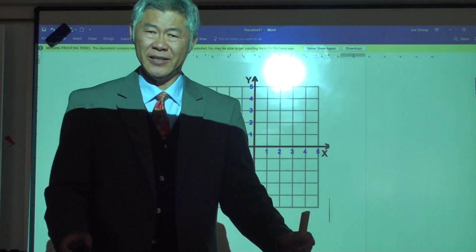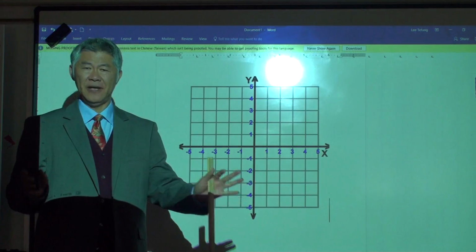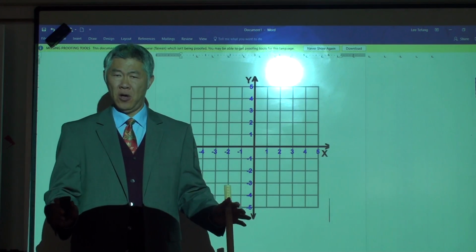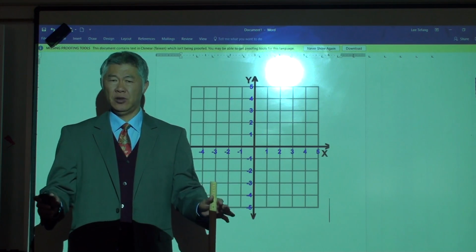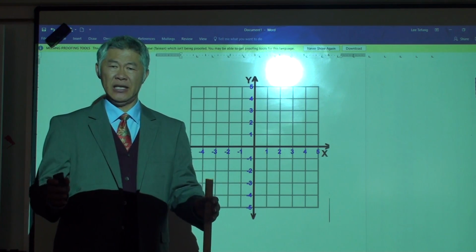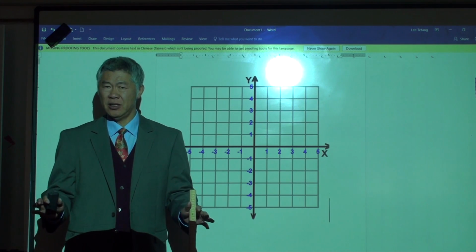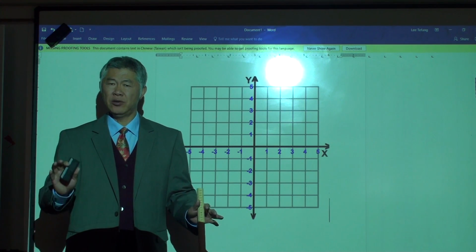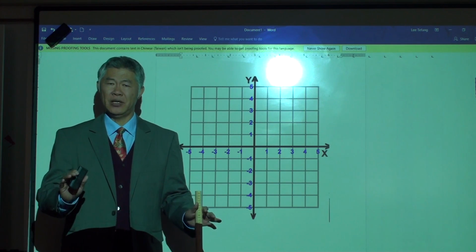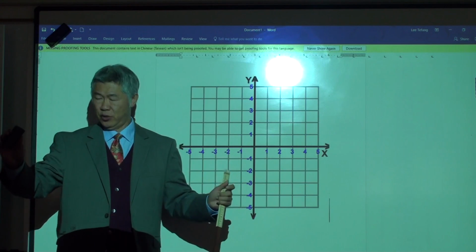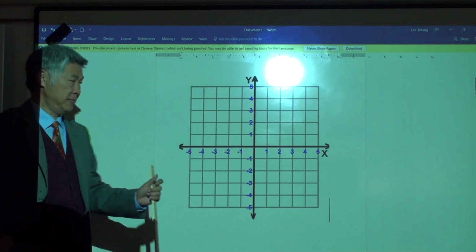Now you're looking at how to graph a linear equation with the slope-intercept form. We just reviewed how to find the slope and y-intercept in the equation. Now we're going to see how those two numbers can help us graph the line, graph the equation. Right, let's take a look.